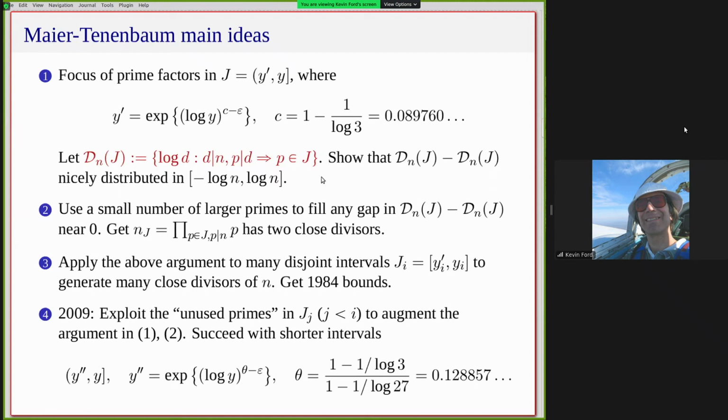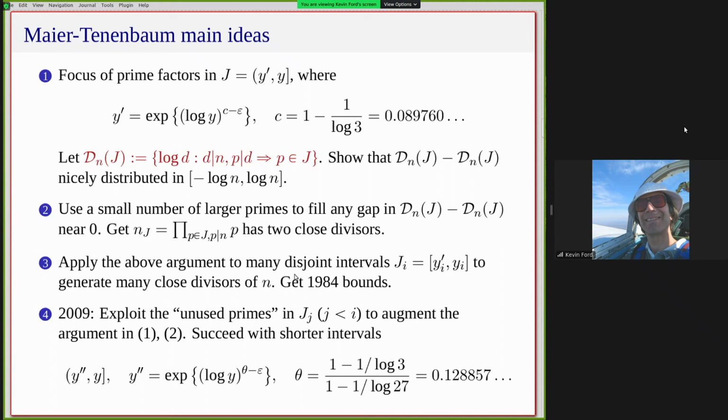So to show this, Meyer and Tenenbaum did two things. First, they proved that the difference set was nicely distributed in this interval. I'm being intentionally vague here. But what we care about, of course, is having an element near zero. That would correspond to two close divisors. Well, if there aren't two close divisors, then you can use a small number of larger primes to fill in the gap near zero. That was a really key idea in their paper. Again, I'm sweeping aside details at the moment.